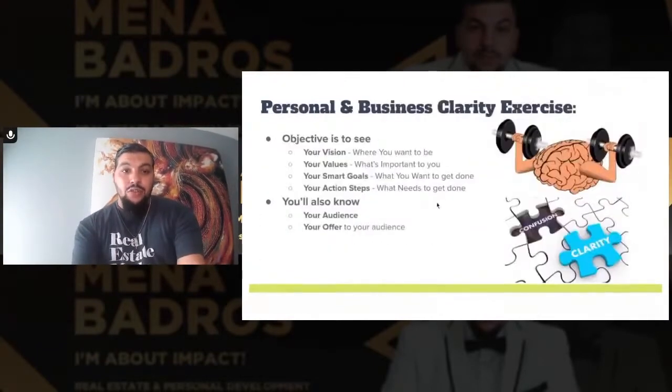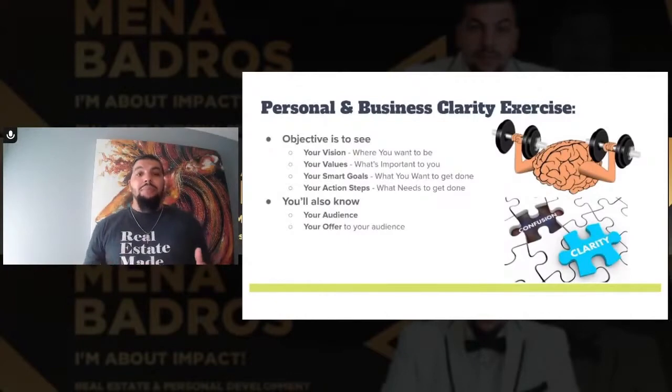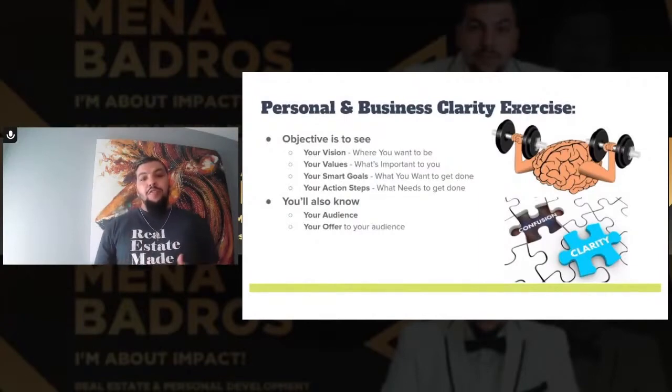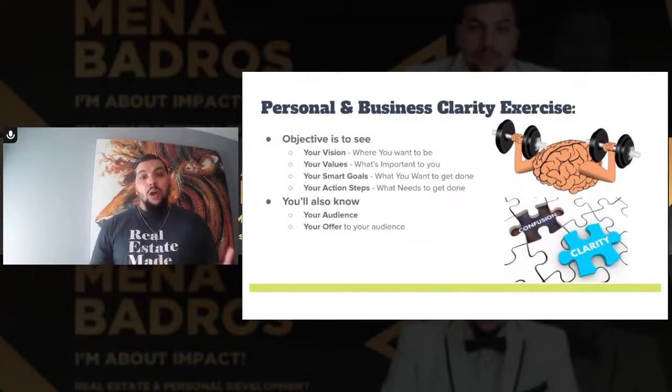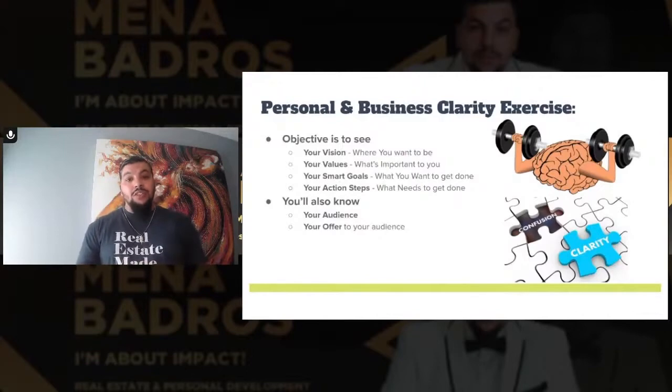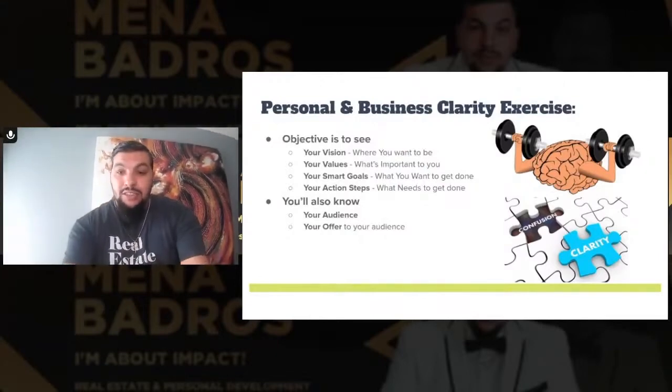Let's go ahead and dive into the exercise. The first thing I'm going to take you through, and probably what's going to take up the bulk of our time here, maybe the first 20 to 30 minutes, is a personal and business clarity exercise. The objective of this exercise is to see the vision that you have for yourself, where it is that you want to be, to clearly define the values that you have and the things that are important to you. Talk about your SMART goals, the things that you want to accomplish, and the action steps, the things that you need in order to get there. In doing this exercise, you'll also get to know your audience and your offer for your audience as well.